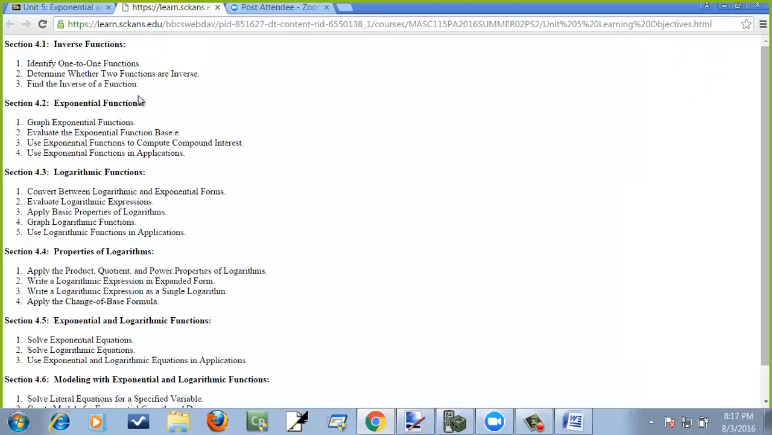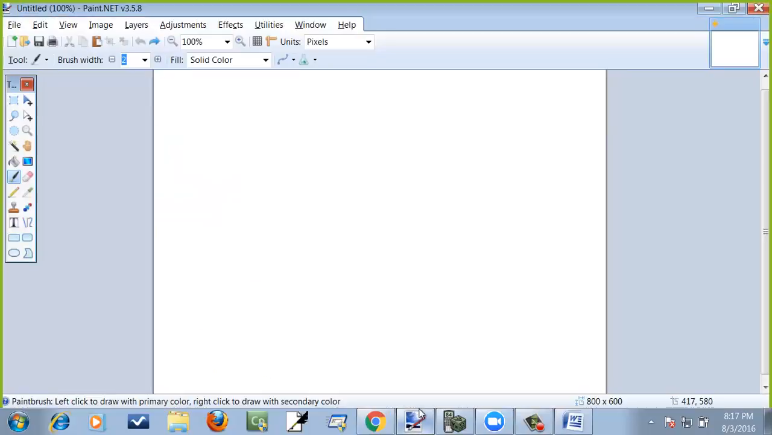Now, section 4.2, exponential functions. Let's take a look at graphing those first. An example. We got y is equal to 2 to the x power. An exponential function means you got a variable in the exponent. And I want to graph this.